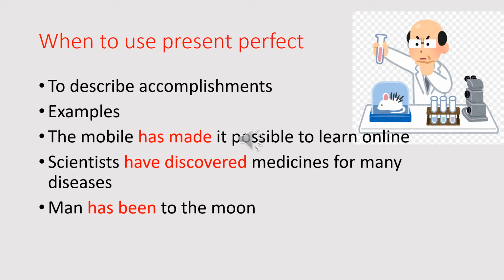And the next one is to describe accomplishments. First of all, we should know what is meant by accomplishments. Accomplishments, especially big ones, usually have a lasting influence on the present. We use the present perfect to describe and relate these accomplishments and milestones. Let us see the examples. The mobile phone has made it possible to learn online. Scientists have discovered medicines for many diseases. Man has been to the moon.